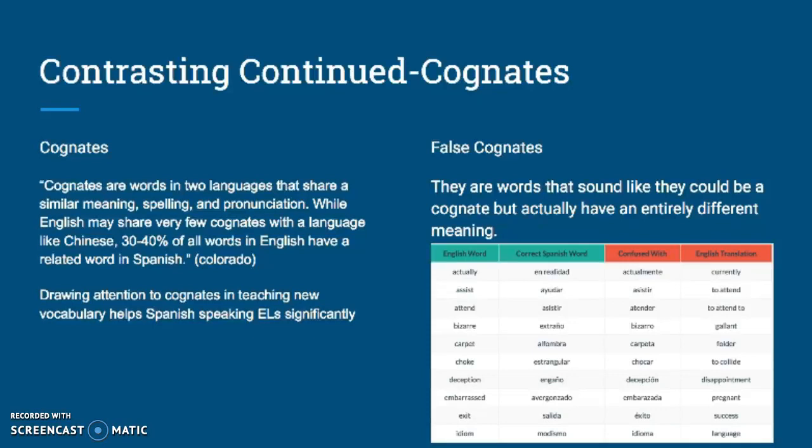This is important because ELs need to be given correct instructions. When the educator is giving out instructions, they need to be aware that words like actually and assist may be false cognates to the words that they're used to.